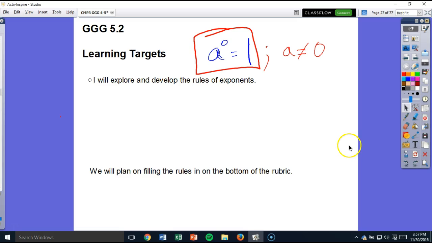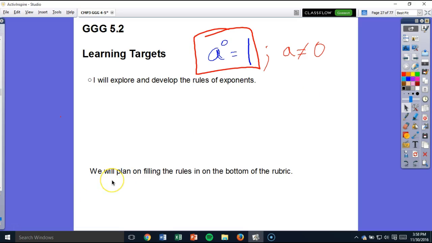Our learning target for 5.2 is: I will be able to explore and develop the rules of exponents. We're going to be looking at quite a few rules of exponents. We've already gone over a couple of them, but one of them is this up here, a to the 0 power equals 1, meaning any integer raised to the 0 power is going to equal 1. Also, for all of this, we are going to assume that a itself is not equal to 0 for any of these exponent rules and properties that we're going to be going over.